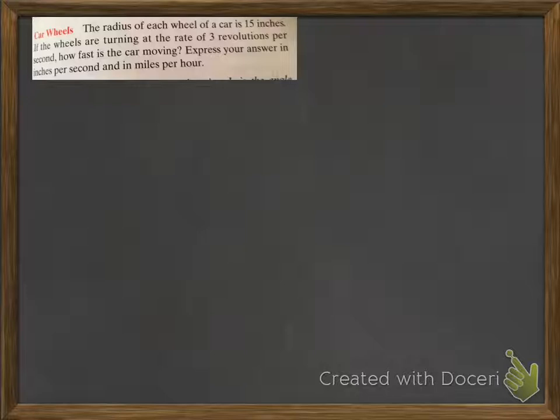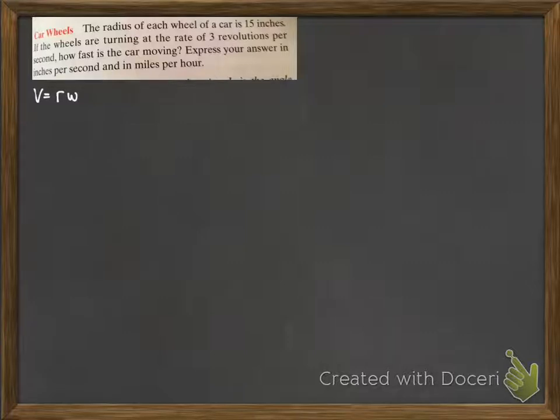So once again, since we're dealing with linear and angular velocity, the relationship we use is the same one we used in the example before, if you watched that video. The linear velocity is equal to the radius times the angular velocity. Remember, the angular velocity must be in radians per unit of time. In this case, it's radians per second.